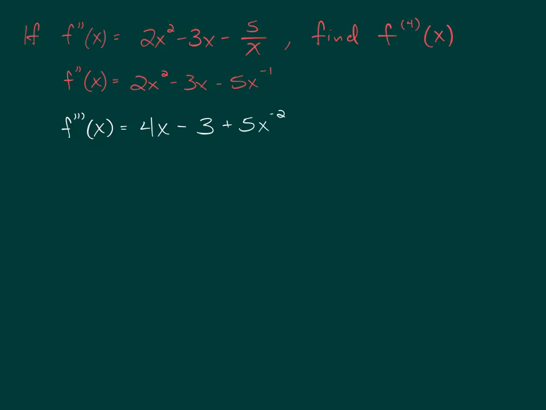Now, since this is not where we are stopping, we've got to stop at the next derivative. I don't want to rewrite this. I don't want to move this x to the negative 2 back to the denominator. I just want to keep going until I get to the derivative we're looking for. Let's see, so f fourth prime, I guess, the fourth derivative of f of x would be 4 minus 10x to the negative third power. And this is what we're looking for.